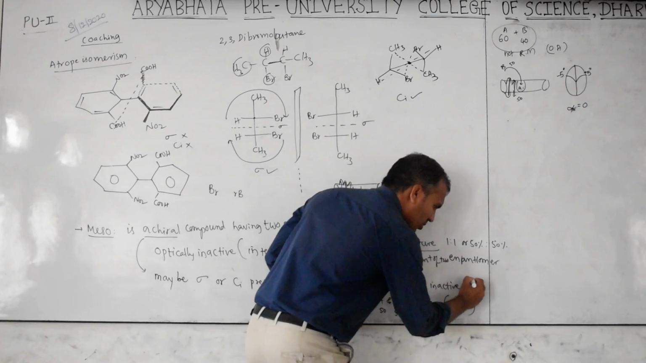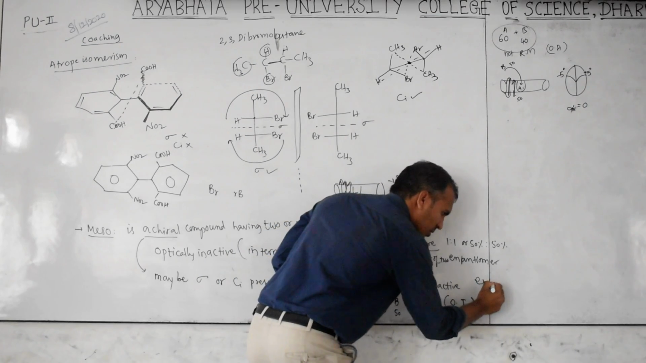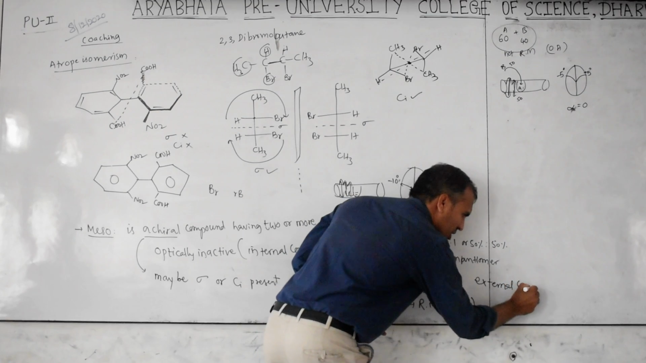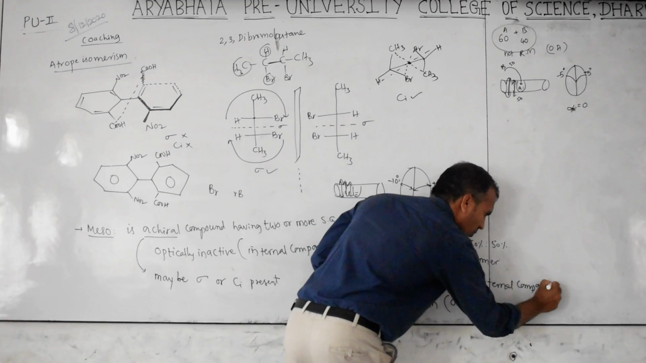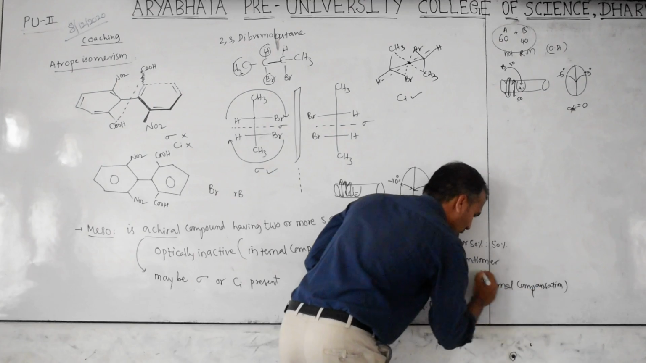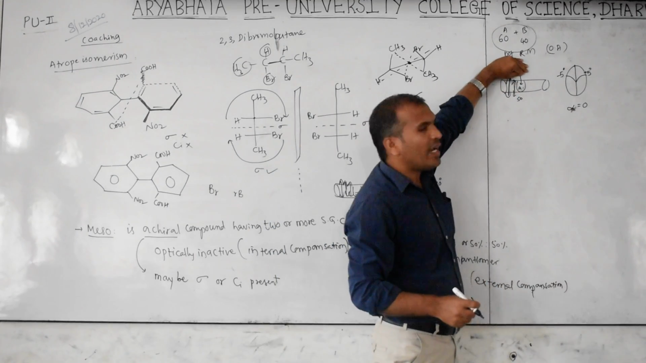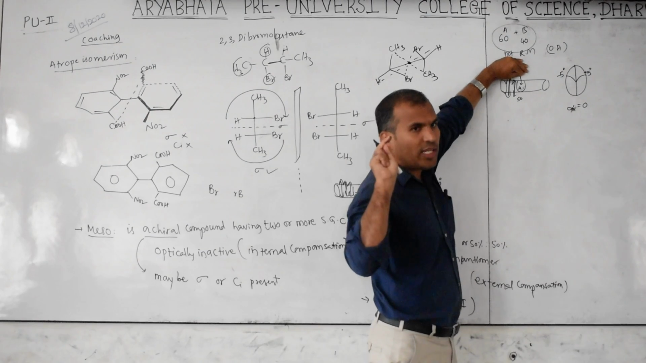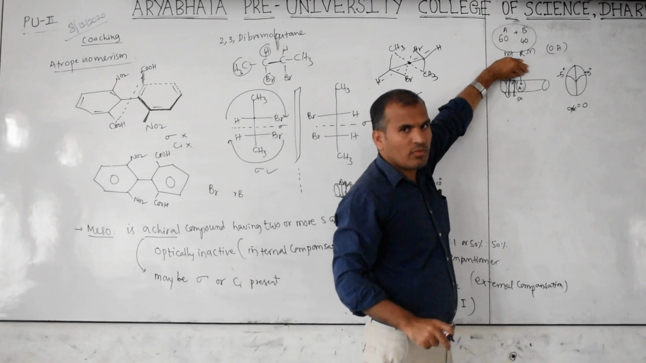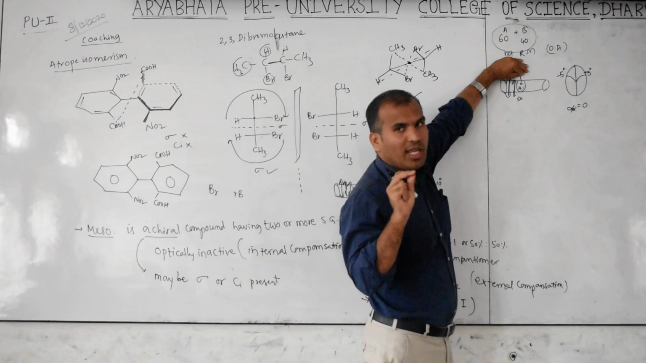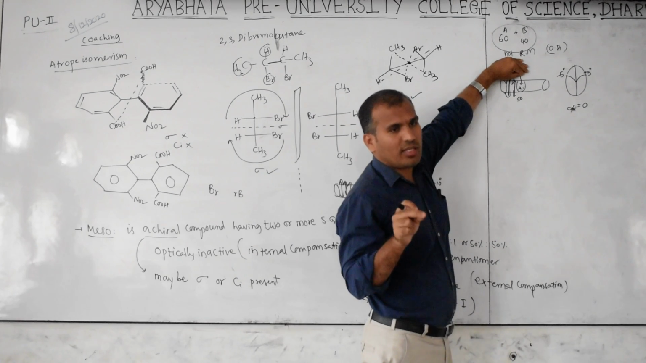Therefore it is called optically inactive due to external compensation. Why is it optically inactive? External compensation. It means individually each enantiomer, if B is not added, is A active or inactive? If B is not added, then is A active or inactive? Active.